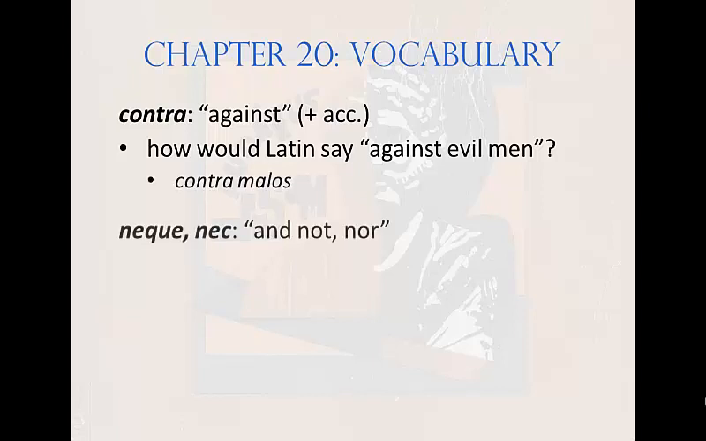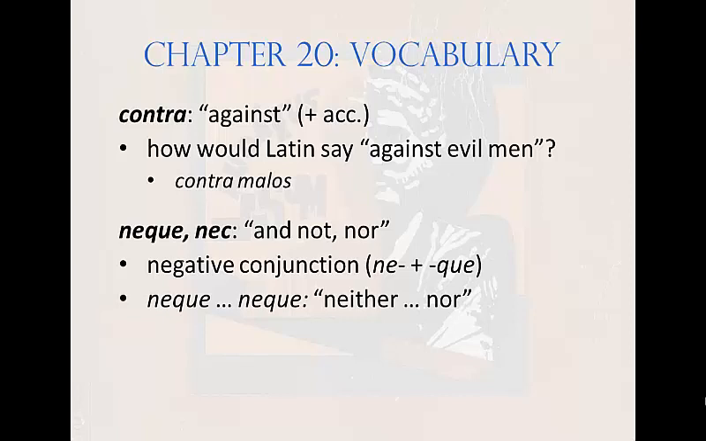The next word comes in two forms, which are virtually interchangeable, neque or nec, both meaning and not or nor. This is a negative conjunction. It's a combination of ne, a negator, plus que, the enclitic we've already encountered, which means and. Two neques in close succession, as in neque something else, mean neither nor. The same is true of nec.